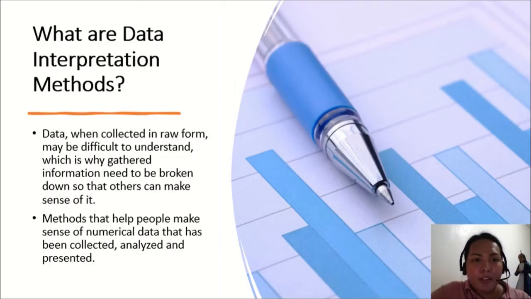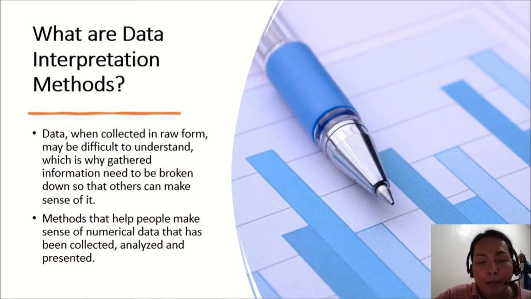So what are data interpretation methods? Data interpretation methods are how analysts help people make sense of numerical data that has been collected, analyzed, and presented. Data, when collected in raw form, may be difficult for us to understand, which is why analysts or the researchers need to break them down so that others can make sense of it.